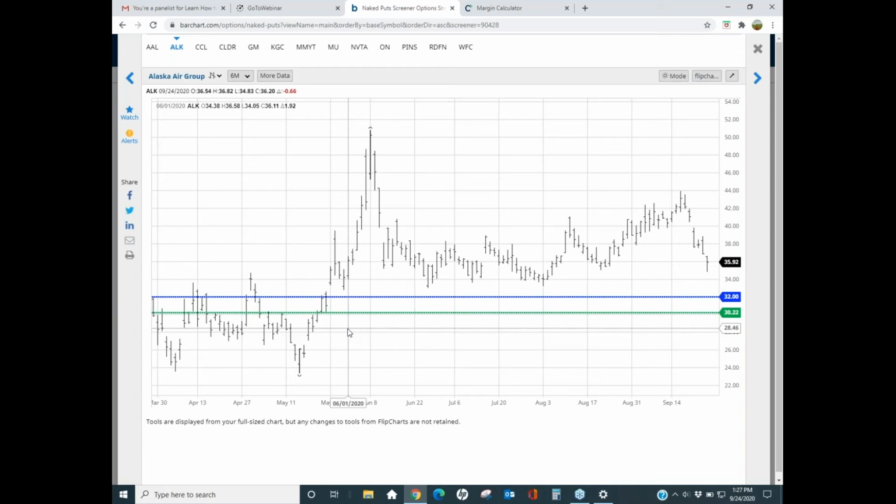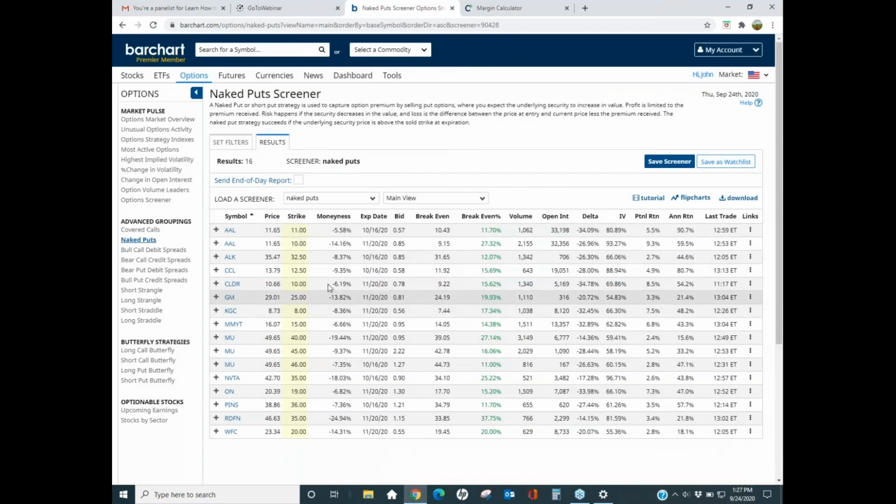I want to make sure I get enough reward on my money, and now I'm also looking at my structure around $32. And if I look at this Alaska Airlines, here we do see our strike is 32.50, right there, and my break even is 31.65. So now what I'm seeing is that my break even is in that area where I feel more comfortable being long, or where I believe that if price falls down there, it's going to reverse.